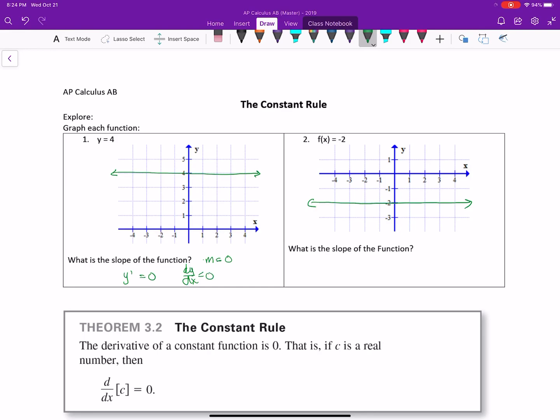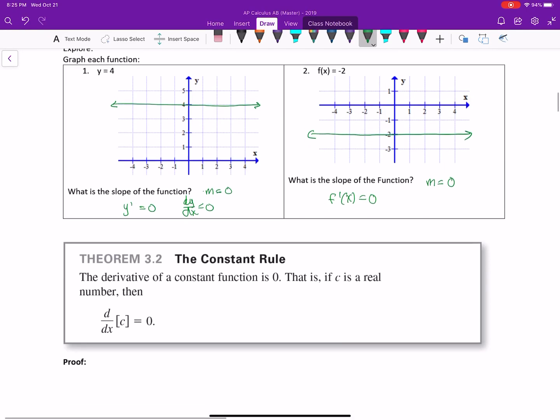And then for the second one here, same idea. Even though f of x is at -2, it's still a constant function. The slope of that line is still 0. So that means that f prime of x is equal to 0. So no matter what value you pick for x, it's always going to be 0. That's the constant rule. The derivative of a constant function is 0.